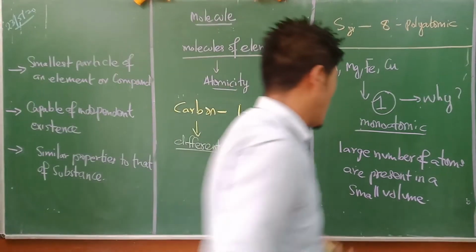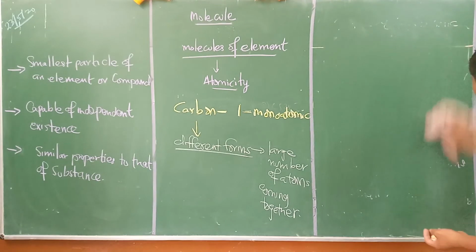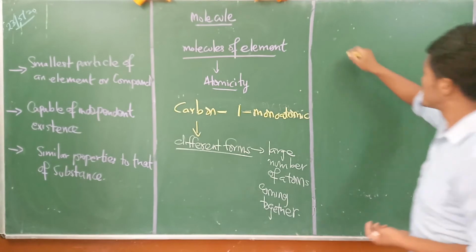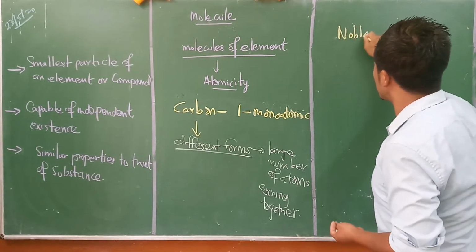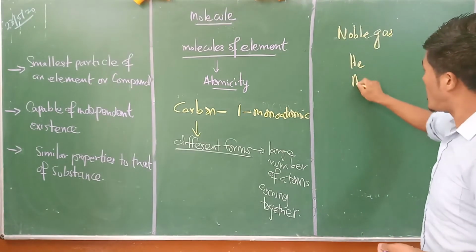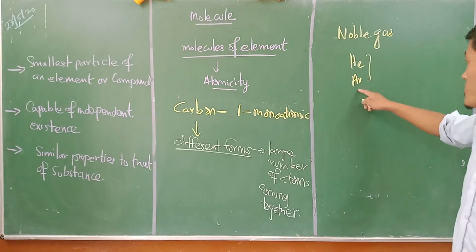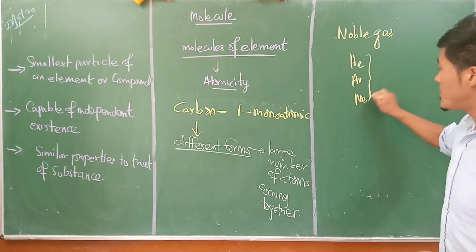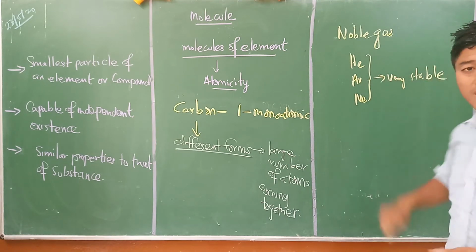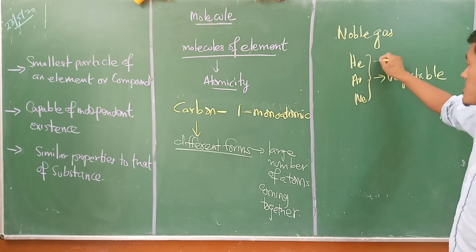But there is one more thing here. That is, in the case of noble gases like helium and argon. These are the 2 examples which we normally take in class. Helium and argon, and also neon. They are very stable. They don't react with other elements. Is that clear? For example, helium has atomic number 2.